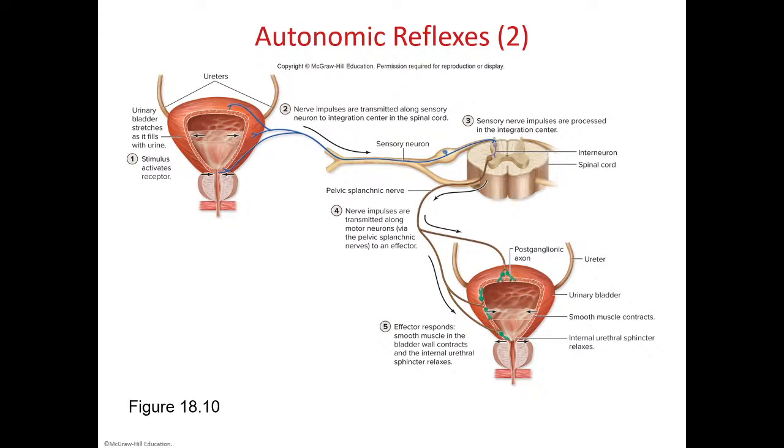In this reflex, the response is going to be activation of the motor pathway that leads to, ultimately, the smooth muscle in the wall of the urinary bladder, and it causes contraction that causes us to expel urine.